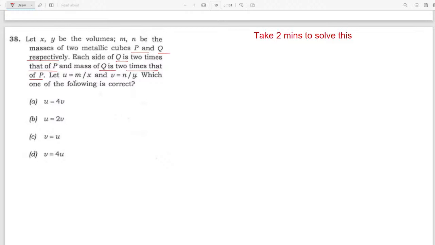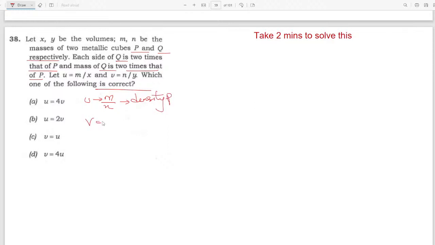So let U is equal to M by X and V is equal to N by Y. Which of the following is correct? These are the variables, and this is what they have said. U is equal to M by X and V is equal to N by Y. What is M? M is the mass of metallic cube P, and X is the volume of the metallic cube P. So mass divided by volume is density. So U is equal to M by X, and this is the density of P.